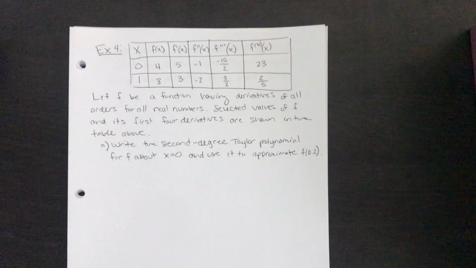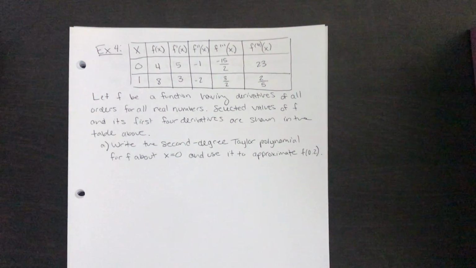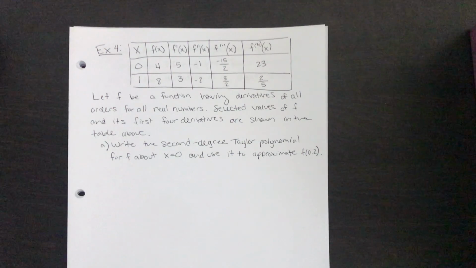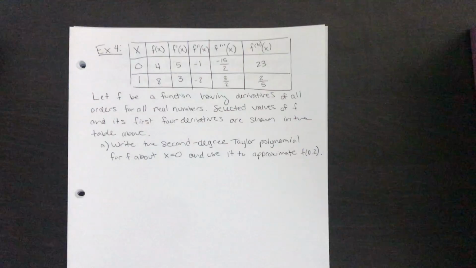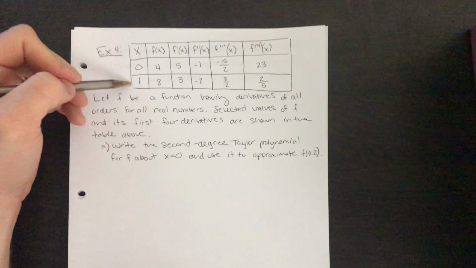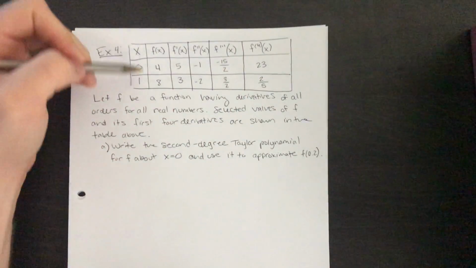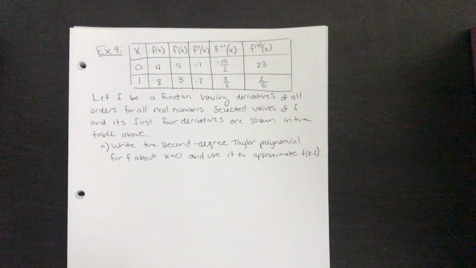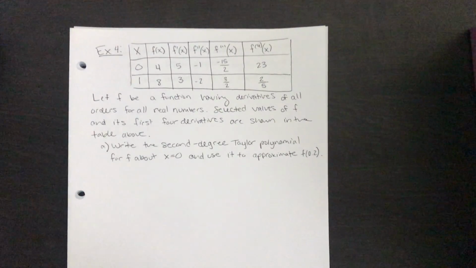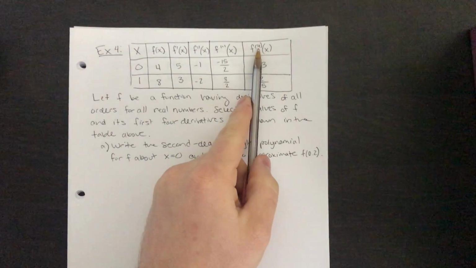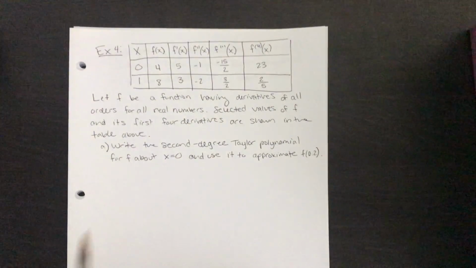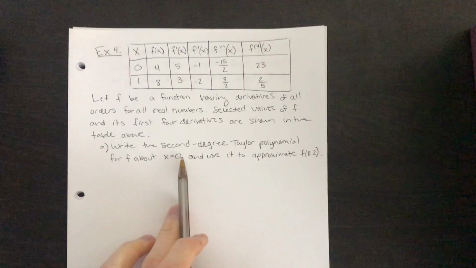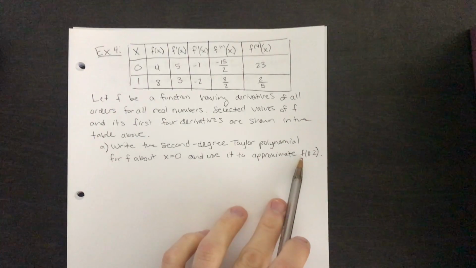So the question is, let f be a function having derivatives of all orders for all real numbers. Selected values of f and its first 4 derivatives are shown in the table above. So you can see that we have our x's on the left and then all the function and derivative values in here. So it's 5 whole things. So we could get a polynomial of degree 4 if they asked us, because we have up to the 4th derivative here. The first question says, write the second degree Taylor polynomial for f about x equals 0 and use it to approximate f of 0.2.